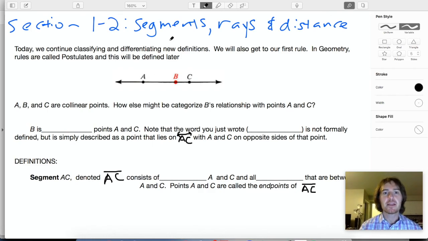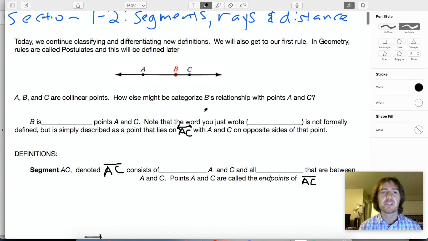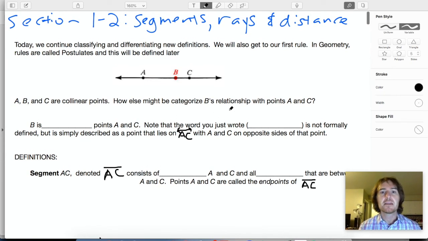All right, so we're looking at a line right now, and we have a point here, point B in red, so let's start thinking about that one. We have A, B, and C, which are all collinear points, because we can draw a line through the 3. Remember that as a vocabulary word from section 1.1. How else might we categorize B's relationship with points A and C? Well, B is collinear with A and C.